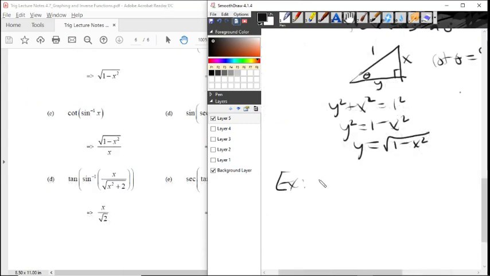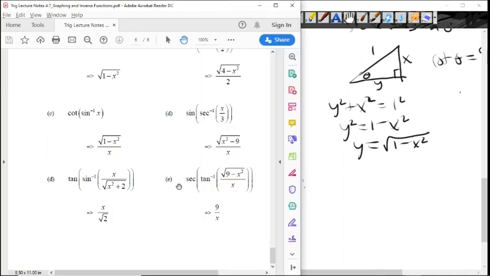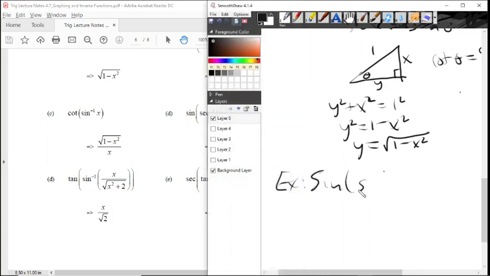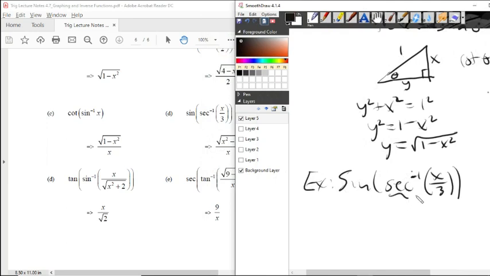Example. I'm doing a lot of arcsines here, so let me do one that has something different. How about this one right here: the sine of the arcsecant of x over 3. The sine of the arcsecant, or inverse secant, of x over 3. We set the inverse trig function, arcsecant of x over 3, equal to theta, and then invert it. Therefore the secant of theta is equal to x over 3.